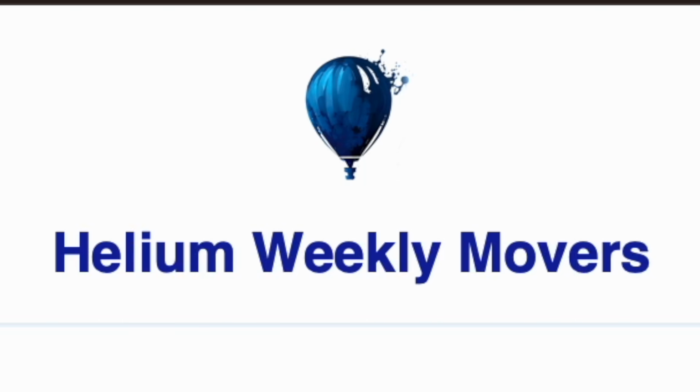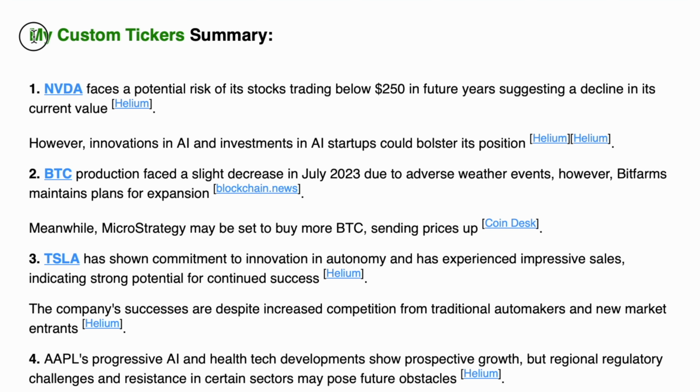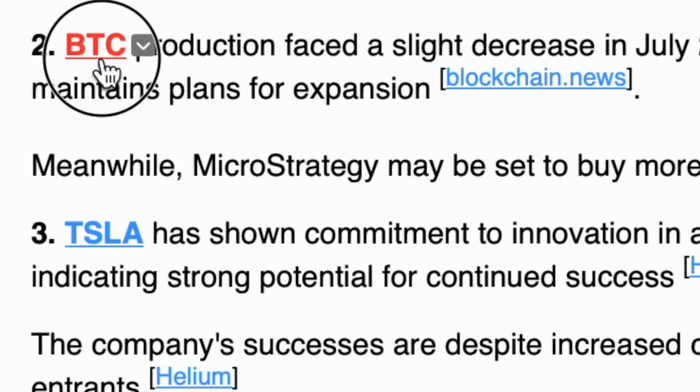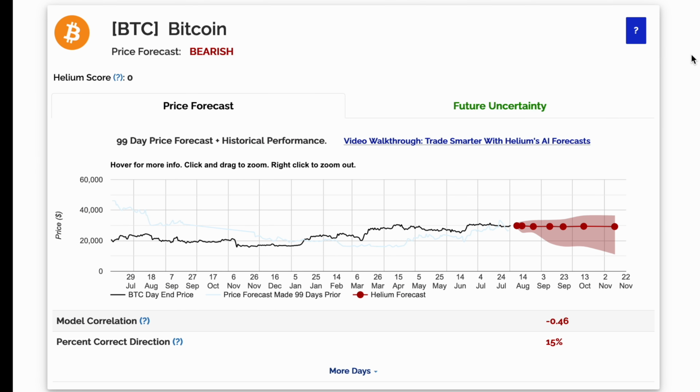Now, every Wednesday morning when you receive the Helium Weekly Movers email, you will see your My Custom Ticker summary at the top. Helium automatically scrapes relevant content about your tickers of interest from across the web and synthesizes them into a concise, easy to understand summary. It allows you to see the bigger picture and take the most prudent actions. You can click on a ticker symbol to see more AI news analysis and daily updated forecasts.